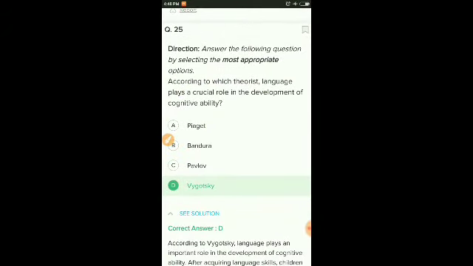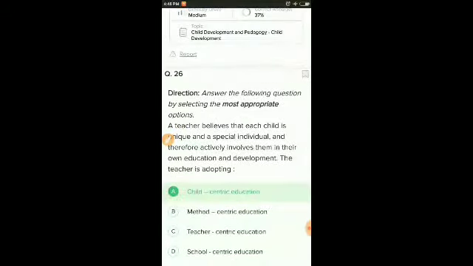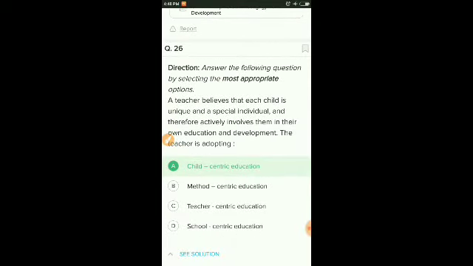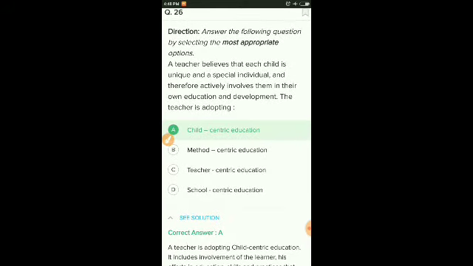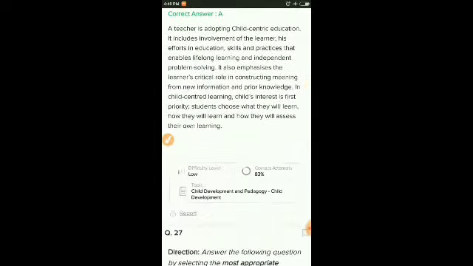Question number 25. According to which theorist does language play a crucial role in the development of cognitive ability? Vygotsky. According to him, language plays a very crucial role in the development of cognitive ability. Question number 26. A teacher believes that each child is a unique and special individual and therefore actively involves them in their own education and development. The teacher is adopting child-centric education. So a teacher adopting child-centric education always believes that each and every child is unique and special, and actively involves those children in their own education and development.